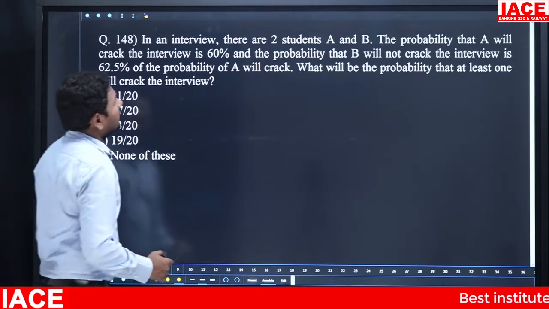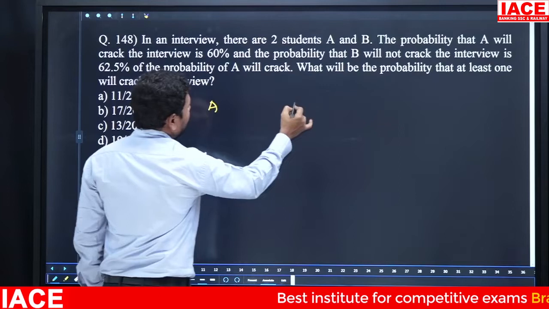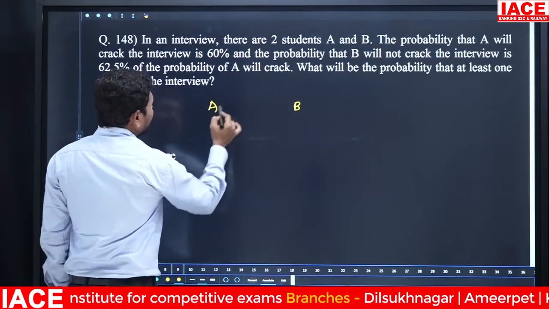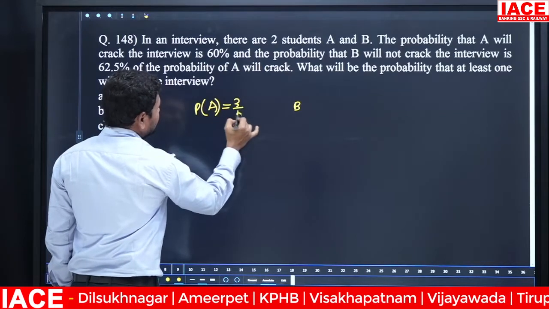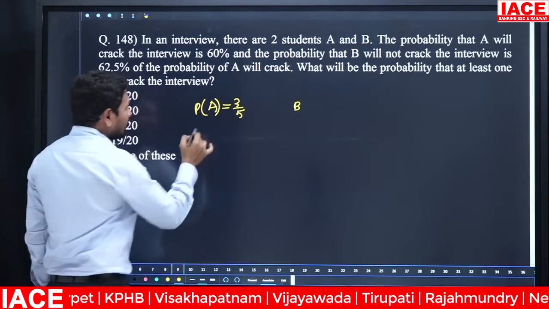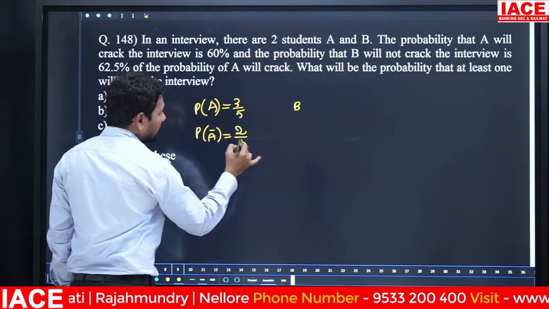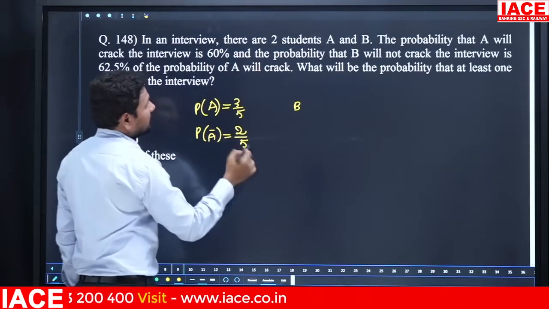Next, in an interview there are two students, A and B. The probability of A cracking an interview is 3 by 5, that is 60%. Then the probability of A not cracking the interview is 2 by 5. Of every 5 parts, 3 parts crack it, and 2 parts do not crack the interview.